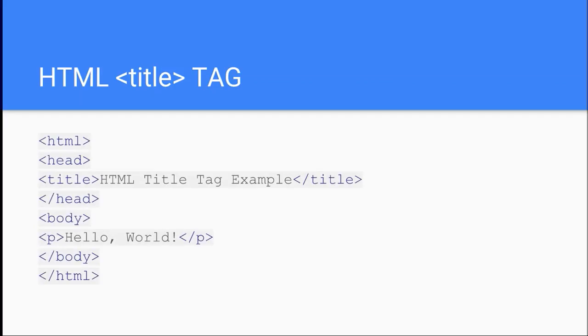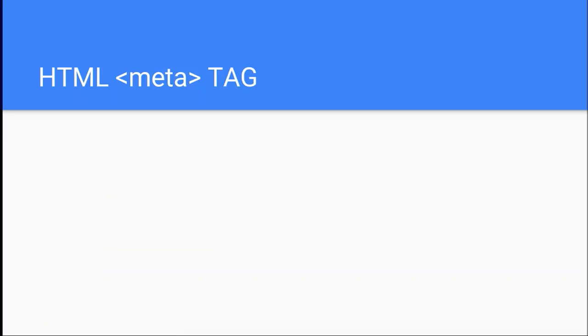The first one is the HTML title tag. The purpose of this tag is to specify the title of the HTML document. In this example, we are giving a title to this entire HTML document, that is, HTML title tag example. That is a title. So we will use this tag to name the document. And the next one is the meta tag.